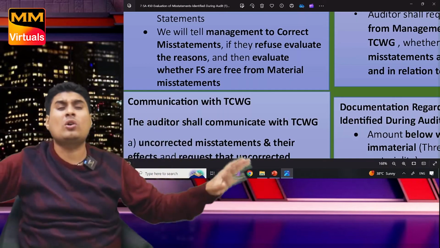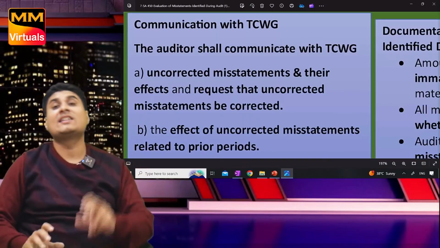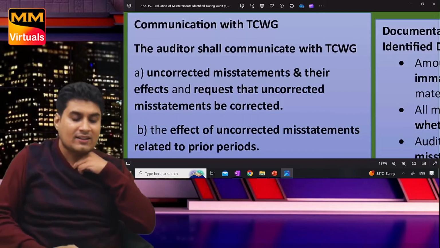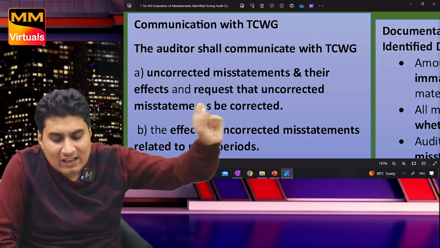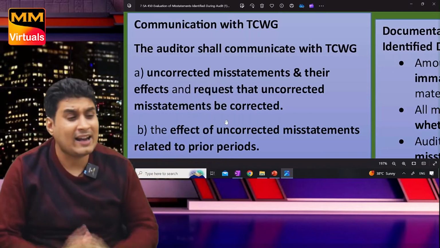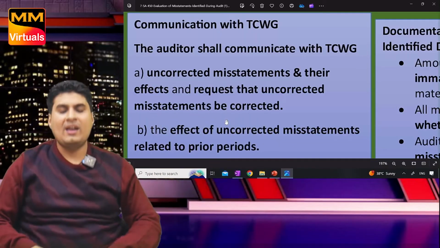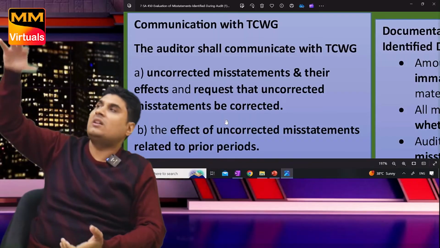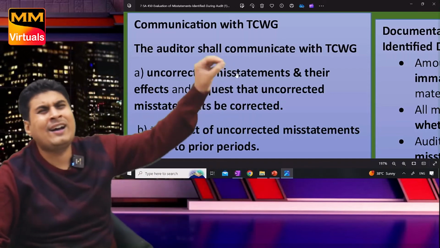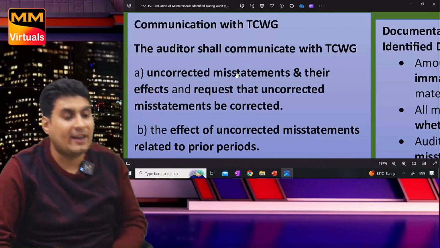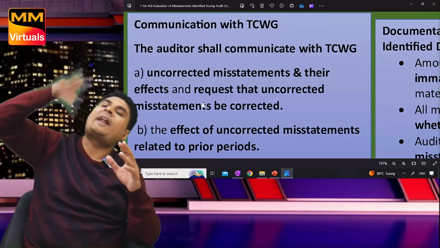Small mistakes they don't correct, okay, are the statements free from material misstatement? If they don't correct, also tell those charged with governance, TCWG. The auditor shall communicate with those charged with governance the uncorrected misstatements and their effect, and request them to be corrected. We will tell TCWG these are uncorrected, some they have corrected. Okay, request that please correct them, and also the effect of uncorrected misstatement of prior period. See, management doesn't correct. Whom we will tell? TCWG. TCWG, these are uncorrected misstatements and their effect, and request that please correct this. Effect of uncorrected misstatement related to prior period also we will tell.